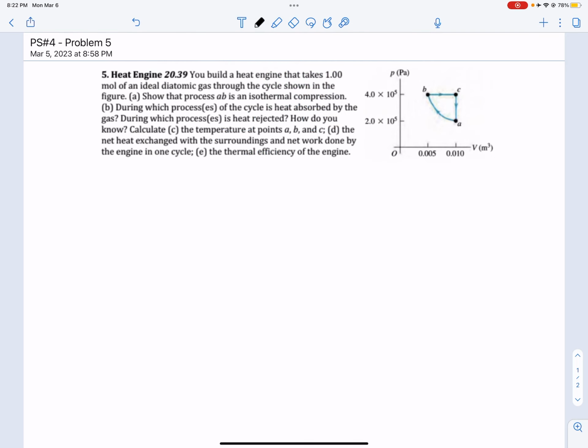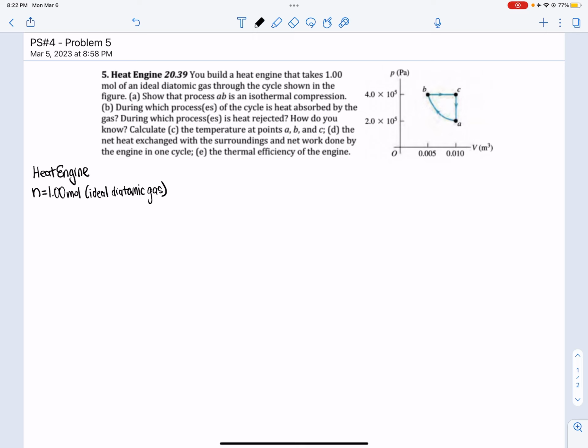Let's write down some of our givens. It's given that we have a heat engine, that we have n equals 1.00 moles of an ideal diatomic gas. What else is given?